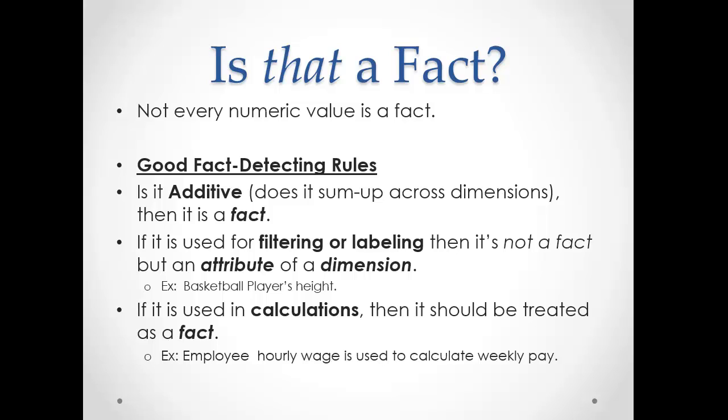For example, the height of a basketball player, while you could measure that in centimeters or inches, that is not additive. That is really used as a way to filter or categorize that player. So you might have a player that is higher than 7 feet, and you want to know what is the average points per game of NBA basketball players who are higher than 7 feet. 7 feet is not a fact, it is a dimension. It is a way we use to categorize another measurement.